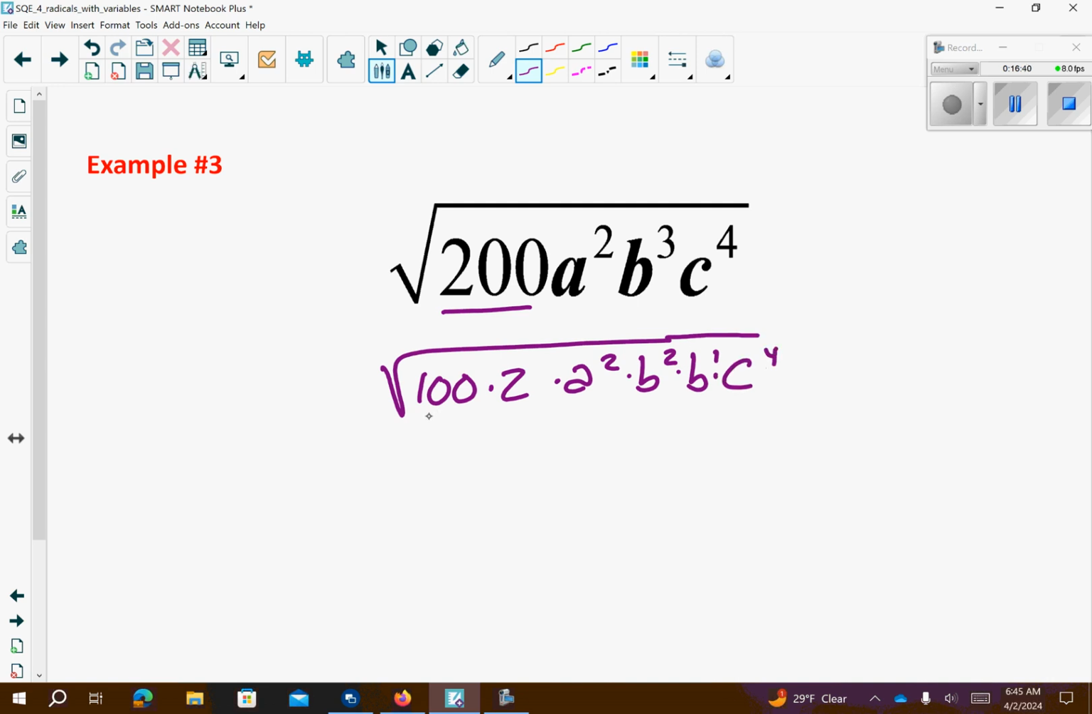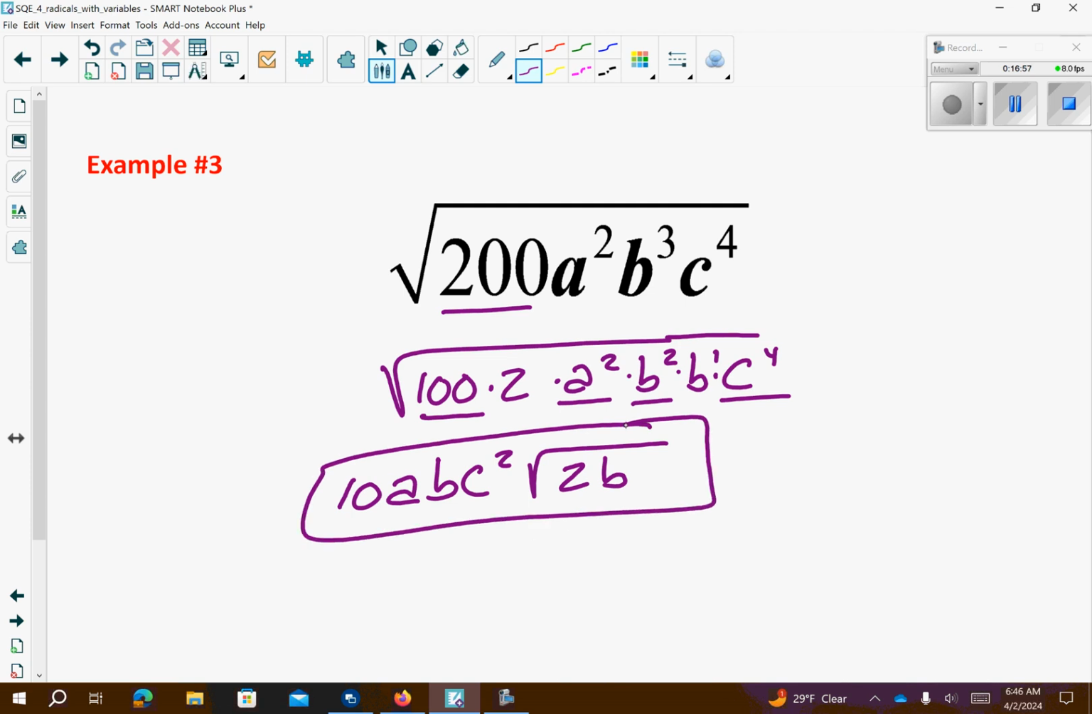That's a perfect square. So square root of 100 is 10. Square root of a squared is a. Square root of b squared is b. Square root of c to the fourth is c to the second. And that's going to leave me 2b under the square root. So that's my answer. Again, if you have any questions about these, please ask me.